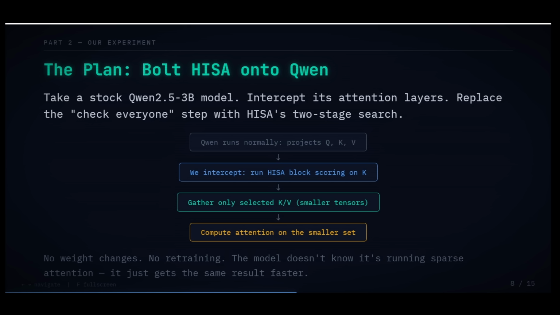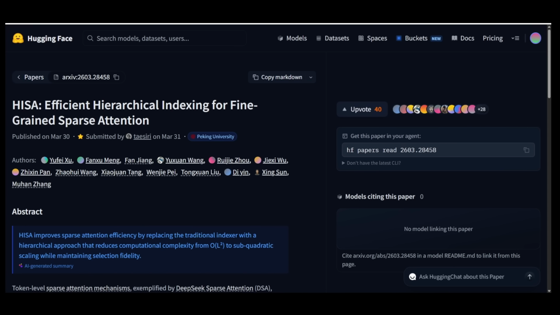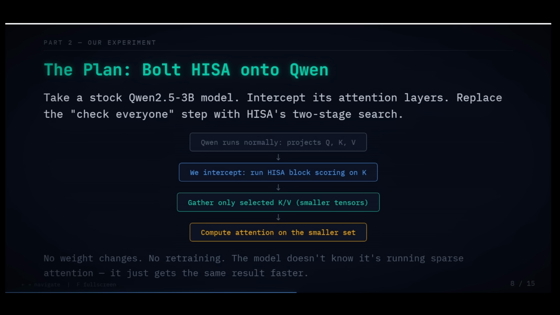What I did is I let the model do its normal Q, K, and V projections, but then we stepped in. We ran this HISA block scoring on the keys themselves, figured out which blocks are relevant, physically gathered only the selected key and value entries, and then created smaller tensors, and computed attention only on that smaller set. So obviously this isn't a perfect recreation of what they did in the paper, but it recreated the philosophy at least. And the nice thing is the model didn't know anything was changed. You get the same attention output format. From the outside, you call model.generate the same way as always. It's just under the hood, you get to skip a lot of the attention computation.